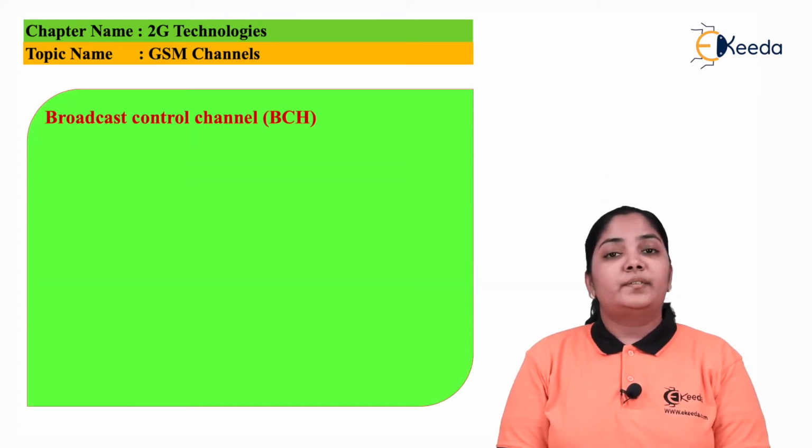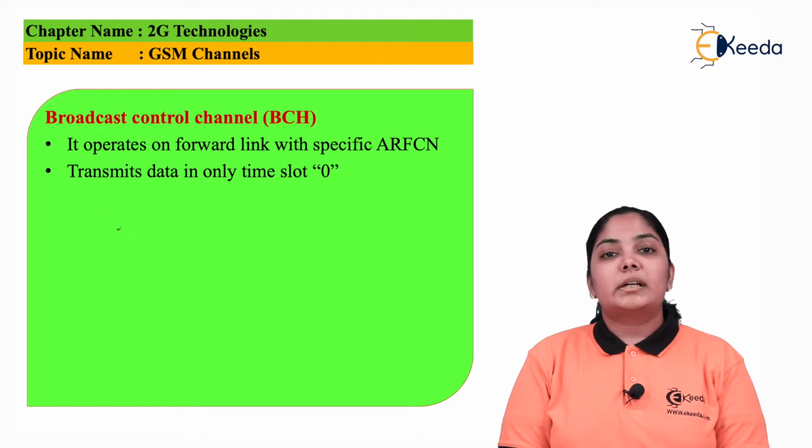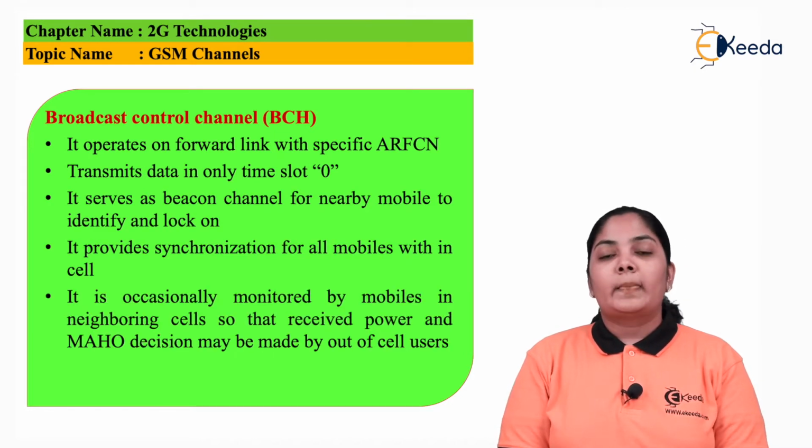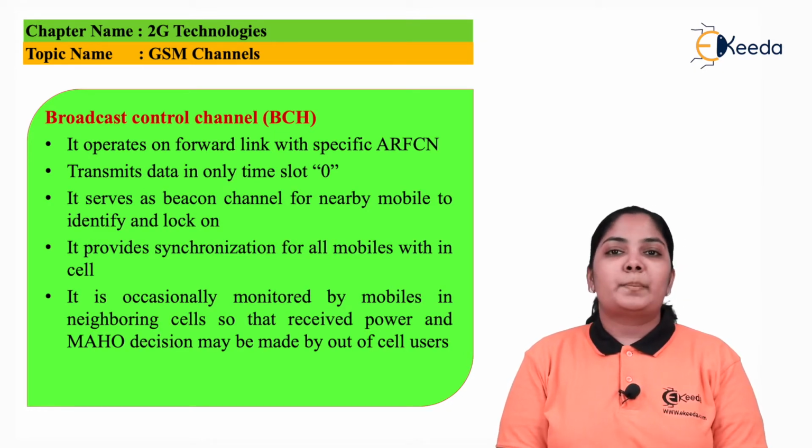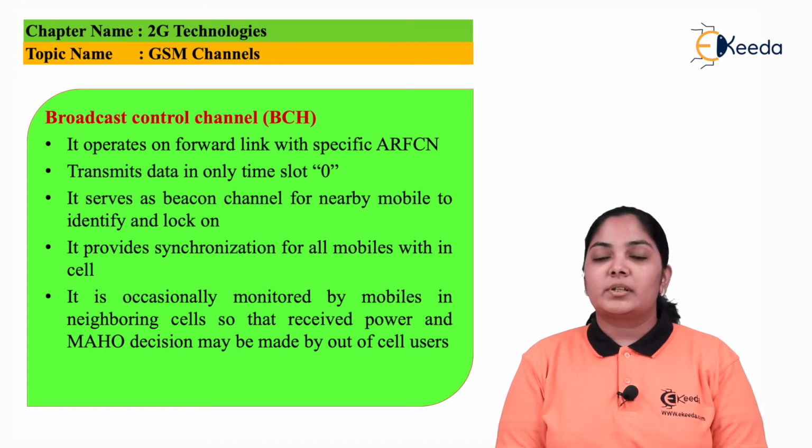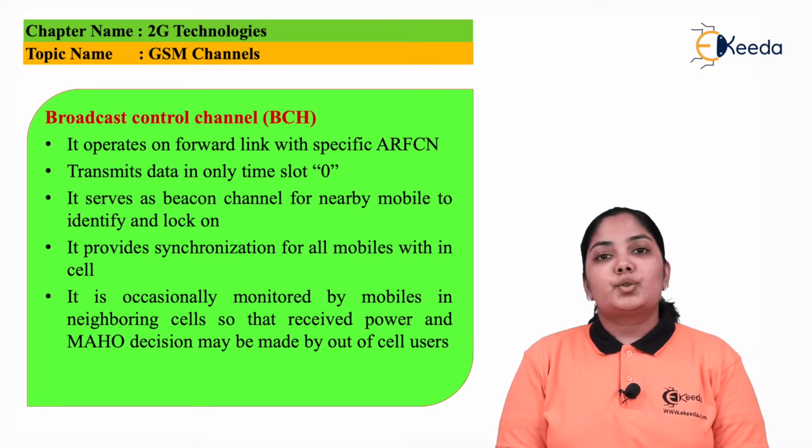Let us talk about the first kind of the control channel, which is nothing but the broadcast control channel. The broadcast control channel has a specific ARFCN number on which it transmits. It transmits the data on the TS0 time slot of the TDMA GSM frame structure. This broadcast control channel is used for identification of the power levels from the nearby base station, so that the mobile can make the handoff decision using MAHO, also known as mobile assisted handoff techniques.